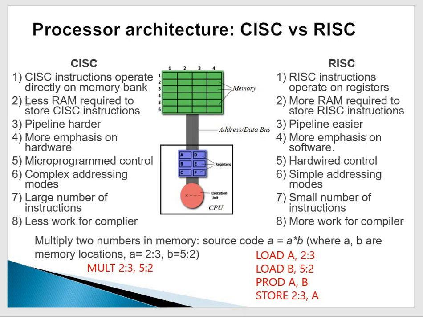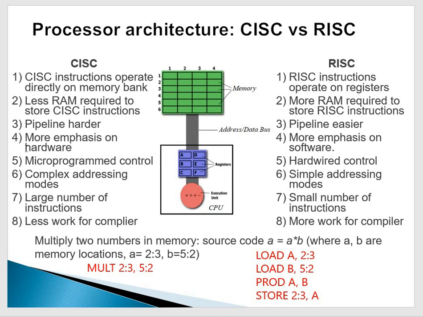In this particular case, less RAM is required to store the CISC instructions. As we can see, the data of the external memory can directly be accessed by the instructions, so naturally less RAM is required to store the CISC instructions. On the other hand, in case of RISC, more RAM is required because instructions can manipulate the data from the internal registers only. That is why more RAM is required in case of RISC.